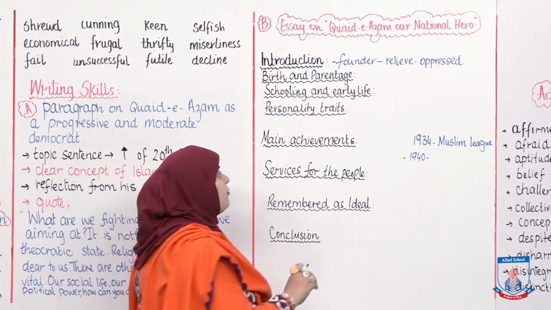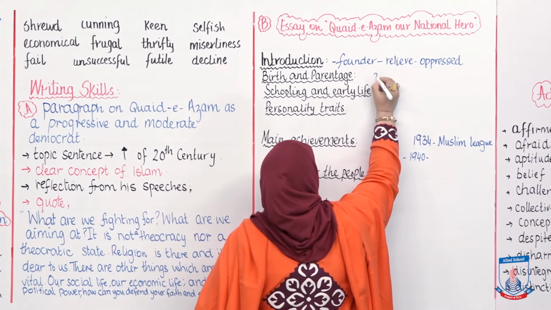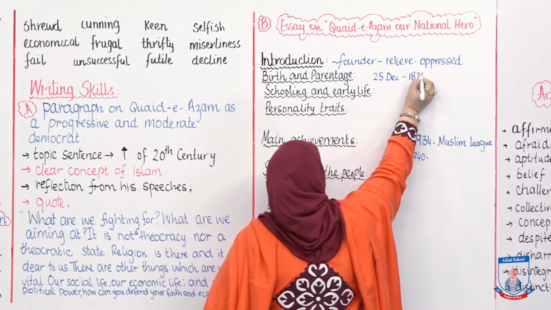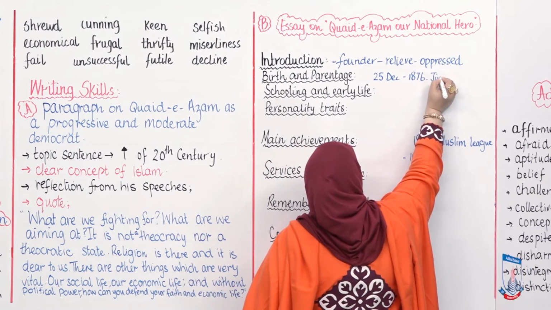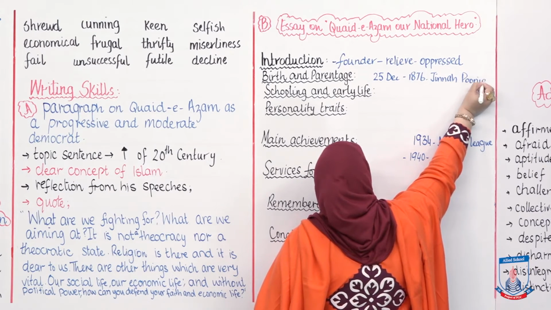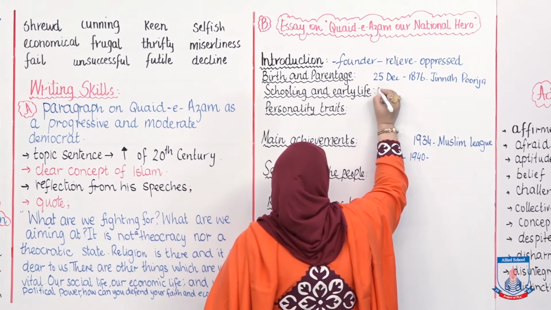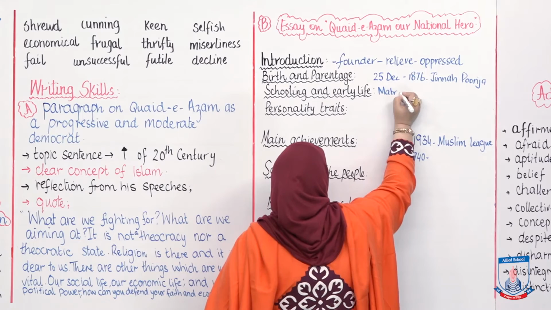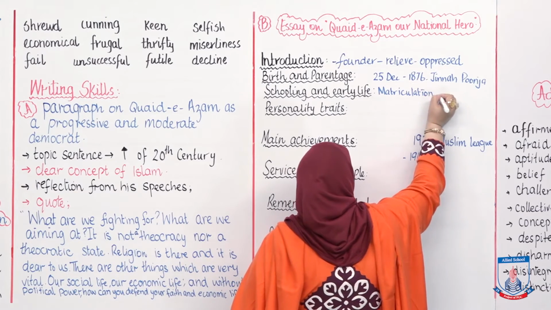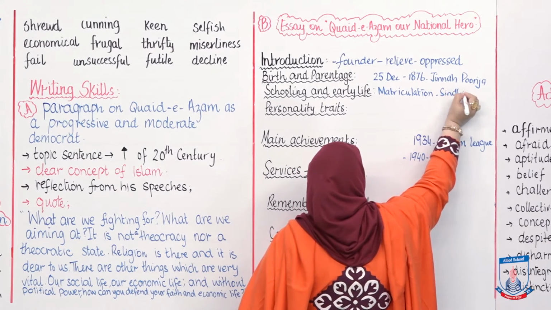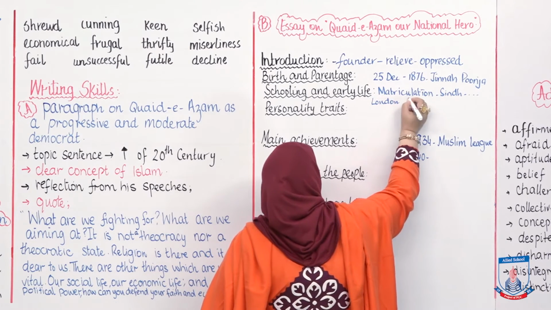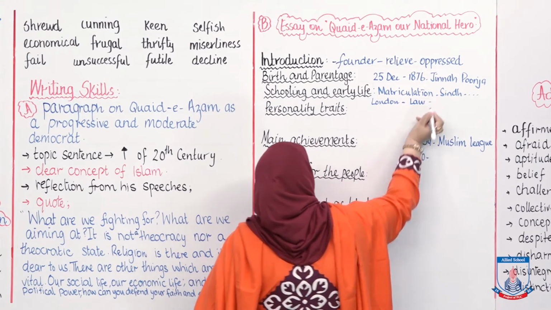We all know that Quaid-e-Azam Muhammad Ali Jinnah was born on 25th of December 1876, and his father's name was Jinnah Punja, right? And he was a trader. We all know that. After that is your schooling and early life. He did his matriculation from Sindh Madrasatul Islam. And then he went to London for his degree in law, right?